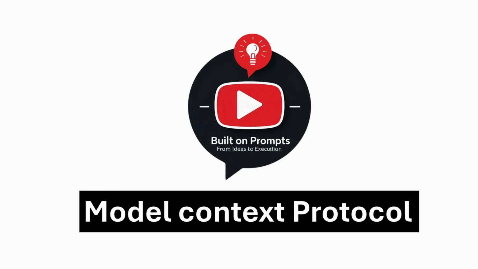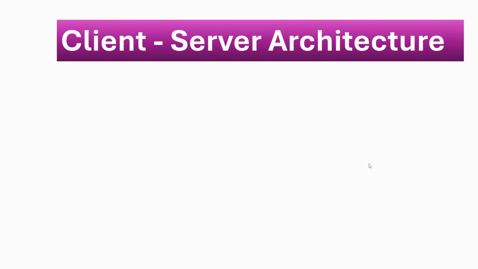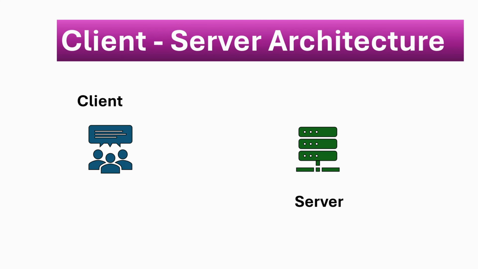For that, let's try to understand the basic architecture of Model Context Protocol. Model Context Protocol is built on top of client-server architecture. Let's try to understand the traditional client-server architecture. Normally in client-server architecture, we have a client on one side and then a server on the other side.